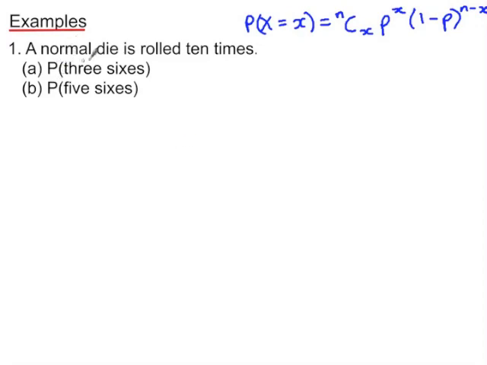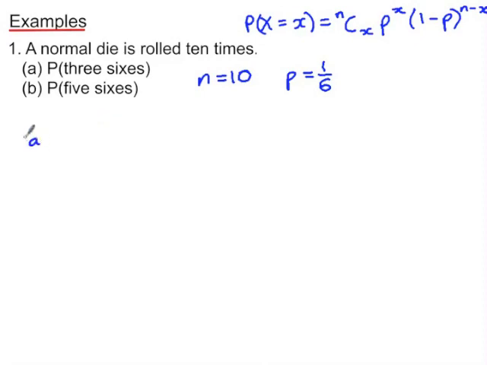So firstly, we're rolling a normal die 10 times, and we want to know what's the probability of rolling 3 sixes and what's the probability of rolling 5 sixes. Maybe you could have an estimate in your mind as to which you think is more likely and roughly what those probabilities might be. So our N is 10 because we're rolling the die 10 times. And we're counting the number of sixes, so our P, the probability of rolling a 6, is 1/6.